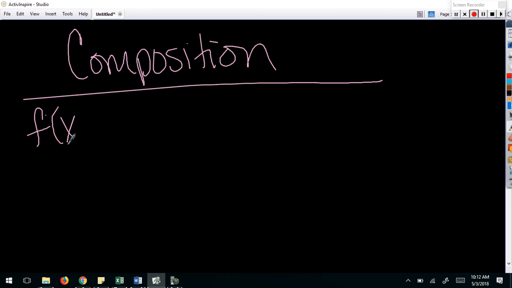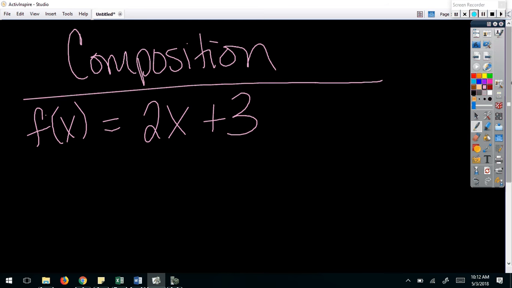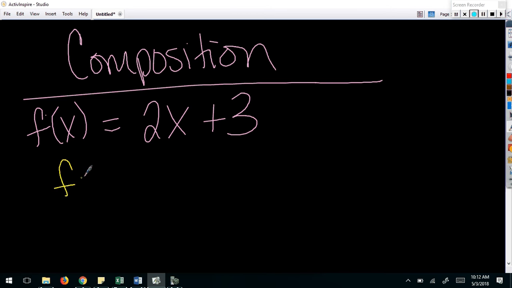Let's say I told you that f of x was 2x plus 3. And from there, I asked you to find, if f of x is 2x plus 3, what is f of 5? Tell me what that means you do. That means you put 5 in for x. Put it in for x.